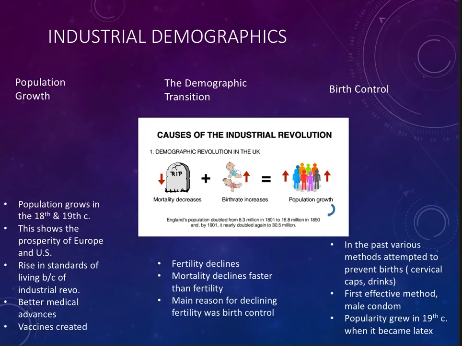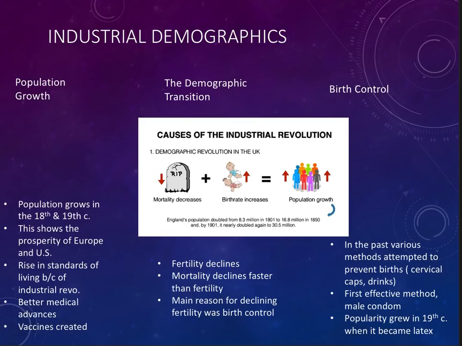And it's going to show the prosperity of Europe and the US because of this growth. There's going to be a rise in the standard of living because of the Industrial Revolution, because more people are making money. That means there's more people who are going to consume goods, meaning they're going to buy stuff. And that's going to raise the standard of living because people are doing better. You're also going to see better medical advances, and vaccines are going to be created during this time.